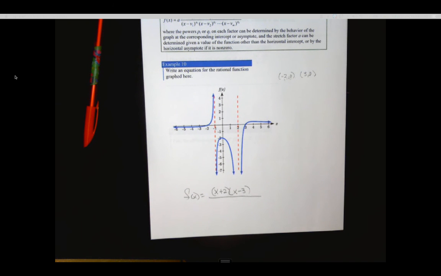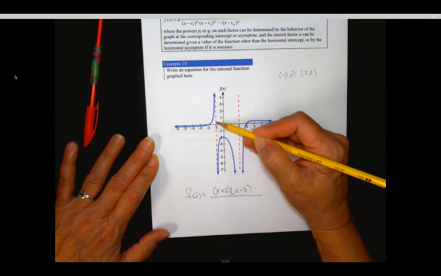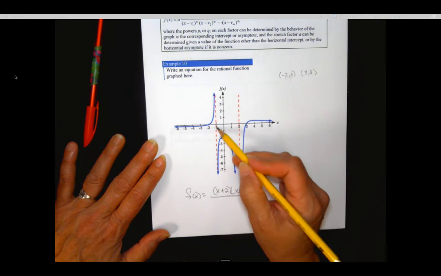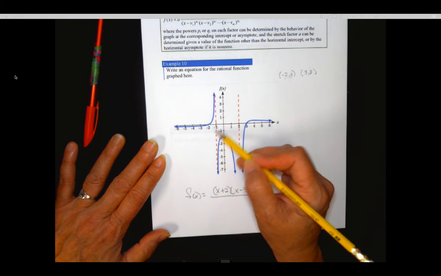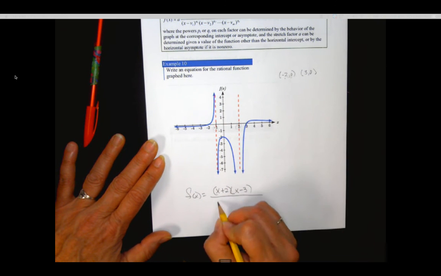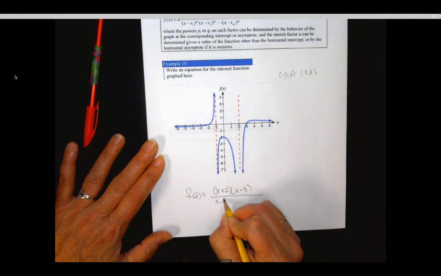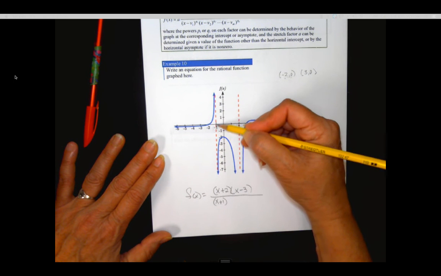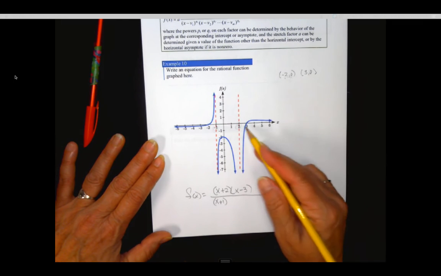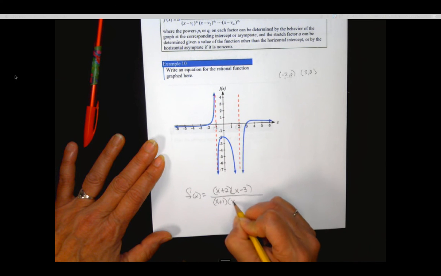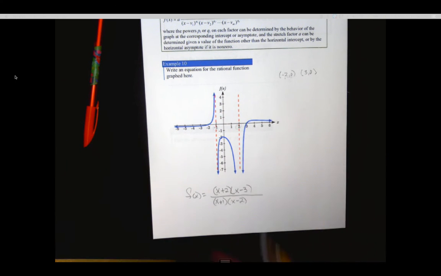so the vertical asymptotes are here. Remember, the vertical asymptotes are where we can't, that would make the denominator 0, and we don't want those. So I know I have x plus 1 in the denominator because the asymptote goes through -1. And then I also have x minus 2 in the denominator, because that would also make it 0.